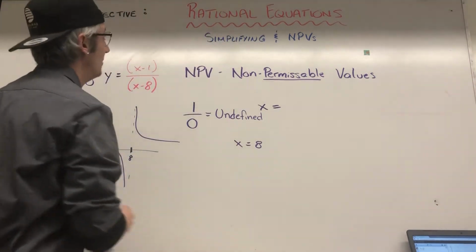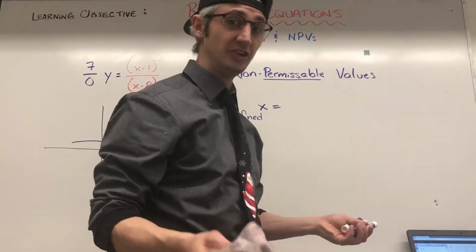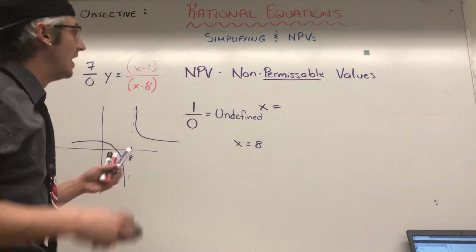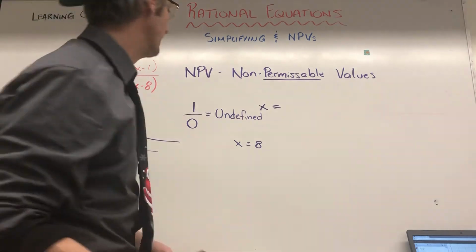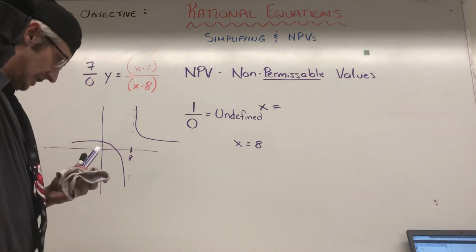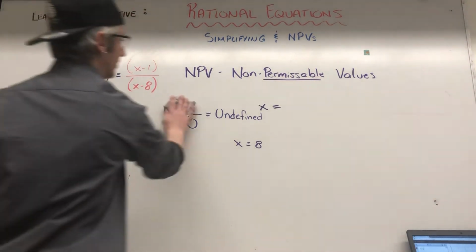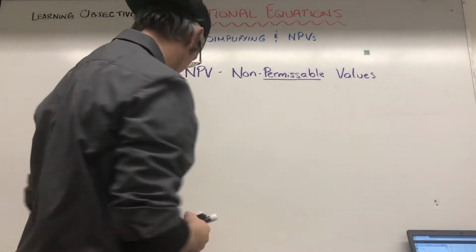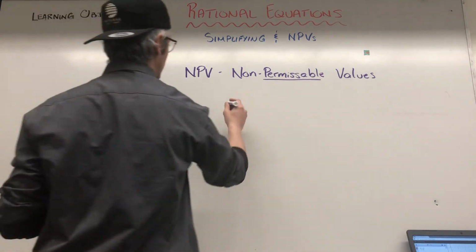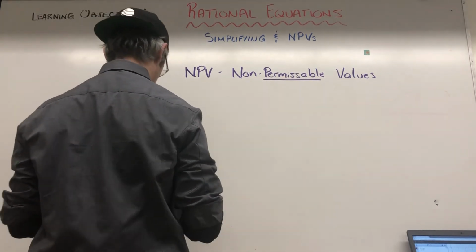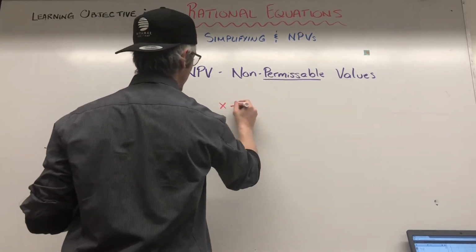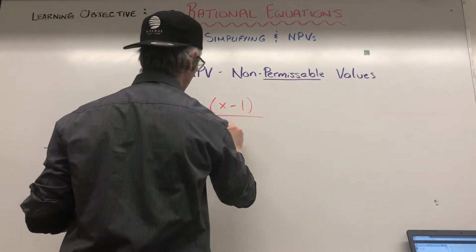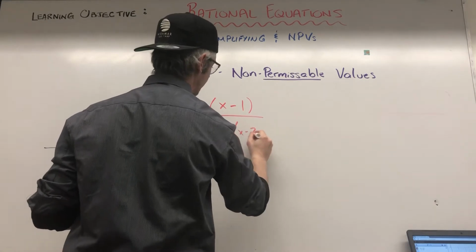So half our job in this new unit of rational equations is just identifying where our denominators will become 0. And once we can do that, then we can start simplifying. So let's get slightly more complicated with this. Let's say I have an equation like x minus 1 over x minus 1, x minus 2.